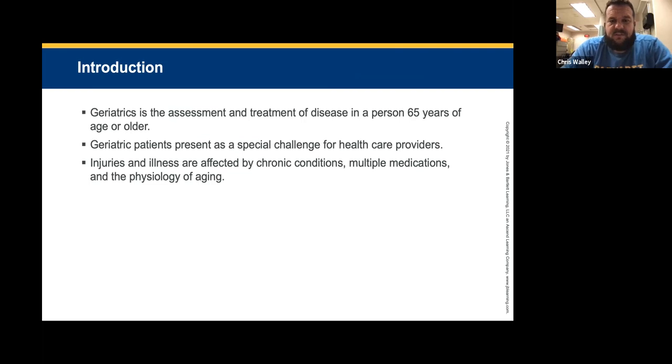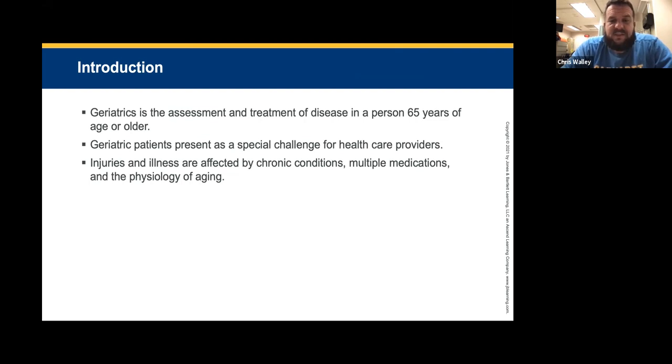So geriatrics is the assessment and treatment of disease in a person who is 65 years or older. That is your key thing. It goes from geriatrics when you start to turn 65. It is projected that between 2012 and 2050, the population aged 65 years and older is expected to nearly double. I guess that's good for me.